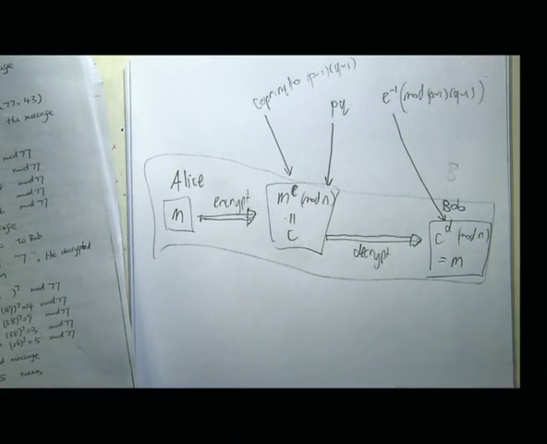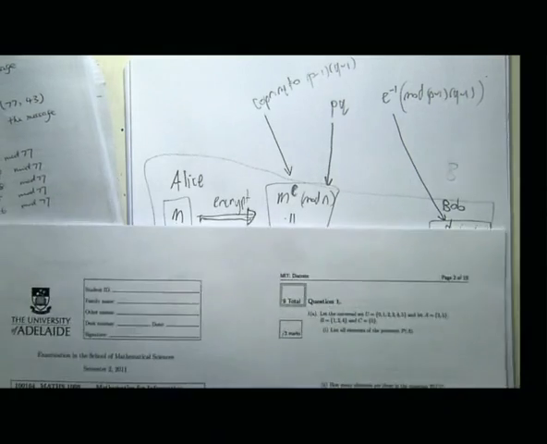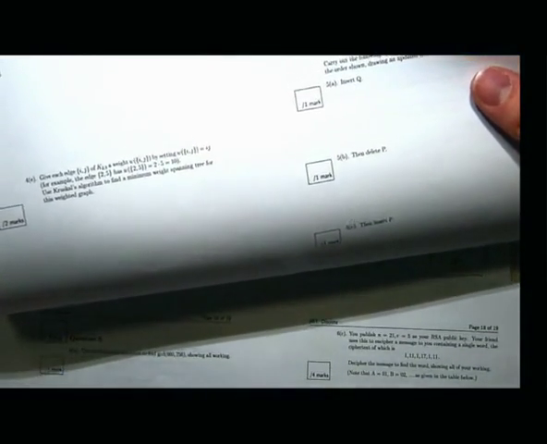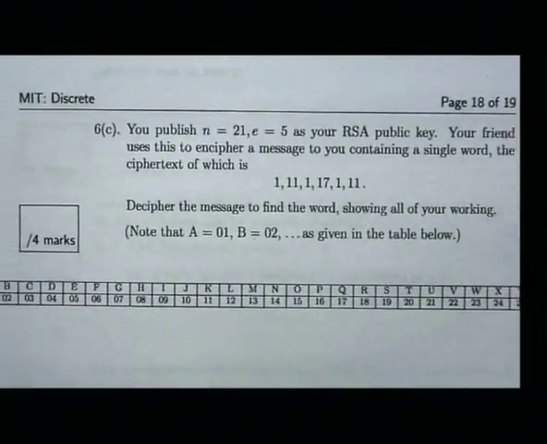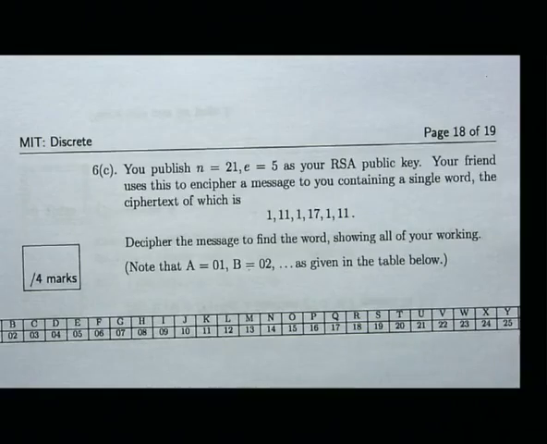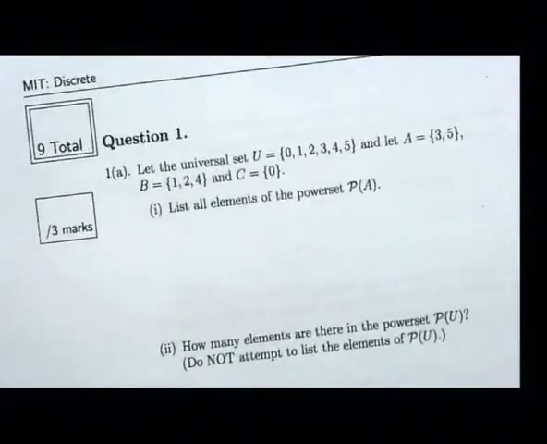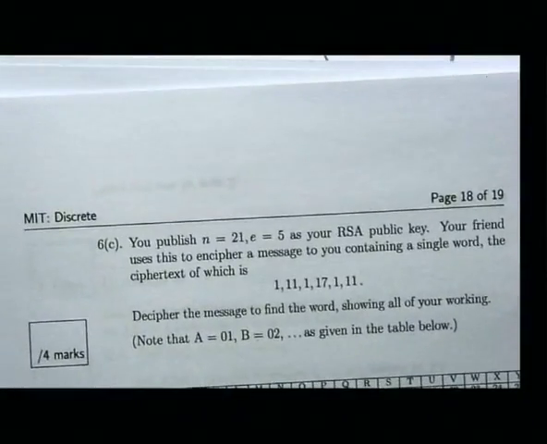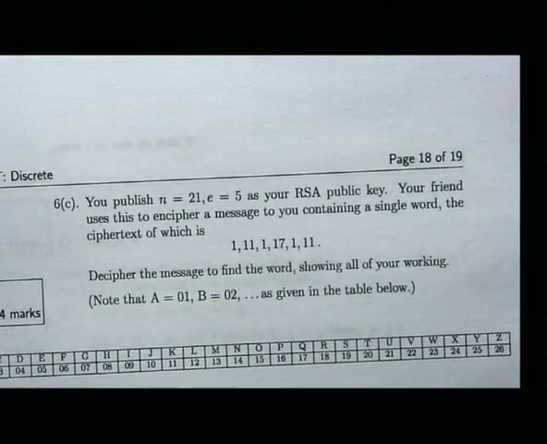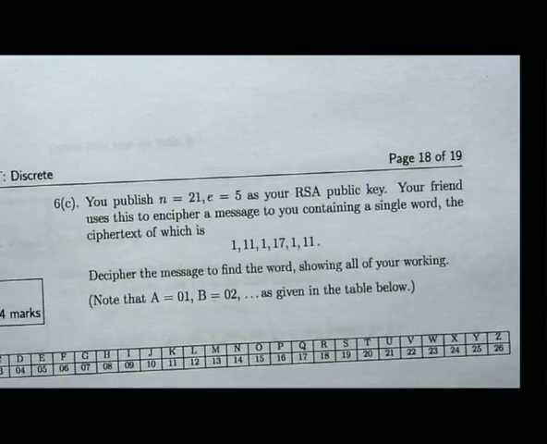Maybe I'll do one from one of the past exams. What's this under? It's under discrete. Let's see. So you publish n equals 21, e is equal to 5 as your RSA public key. Oh, let me tell you what year this is. That's 2011. Your friend uses this to encipher a message to you containing a single word, the ciphertext of which is this. Decipher the message to find the word, showing all your working.